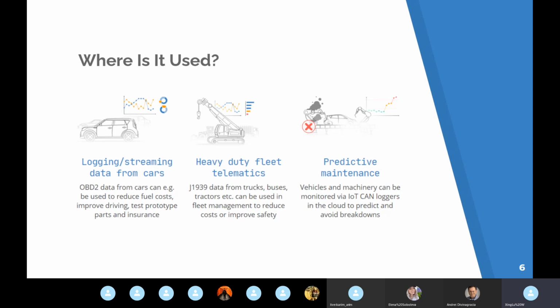Something I want to talk about is OBD2. Are you guys familiar with what OBD2 is? Has anyone heard of it? OBD2 is a CAN standard. So if you ever take your car to the shop and you see the mechanic plug something into your car to read data from it, that's the OBD2 port, the onboard diagnostics 2.